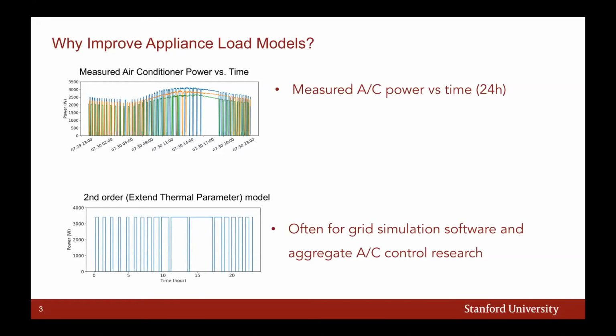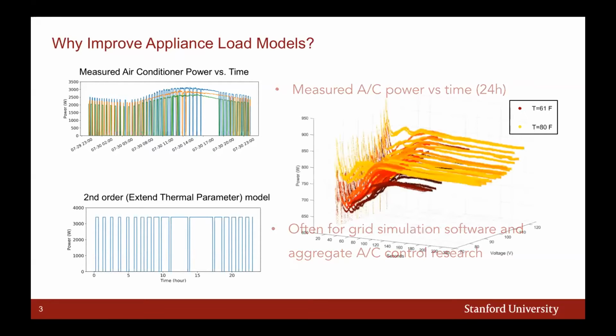This is the second order extended thermal parameter model results for the same temperature profile as the measured data. We can see that this model, first of all, does a very good job of estimating the duty cycle behavior. And we can see how, if we're interested in the aggregate of, say, thousands of air conditioners, this model is perfectly adequate to capture that behavior. But if we're interested in the power consumption of, say, an individual household, we don't get the benefit of averaging out thousands of simulations.